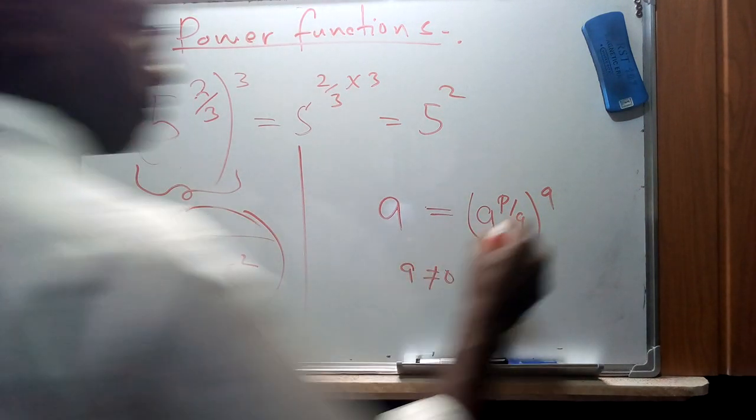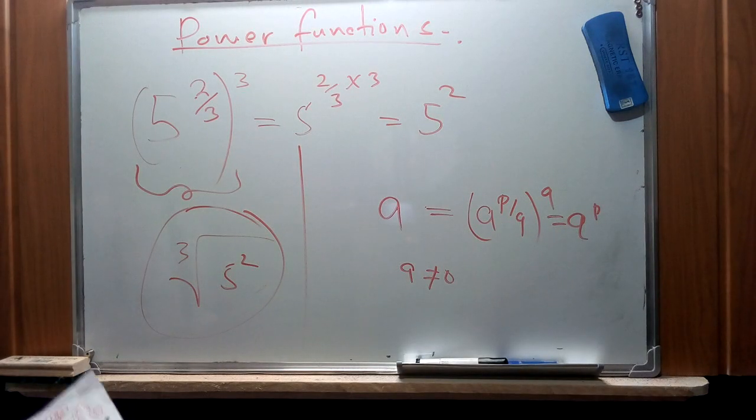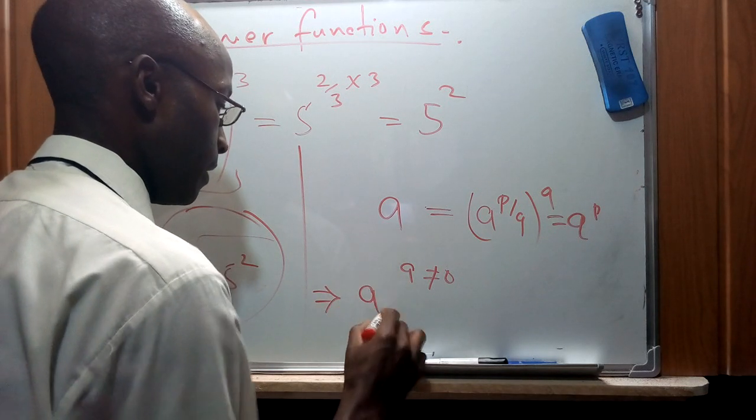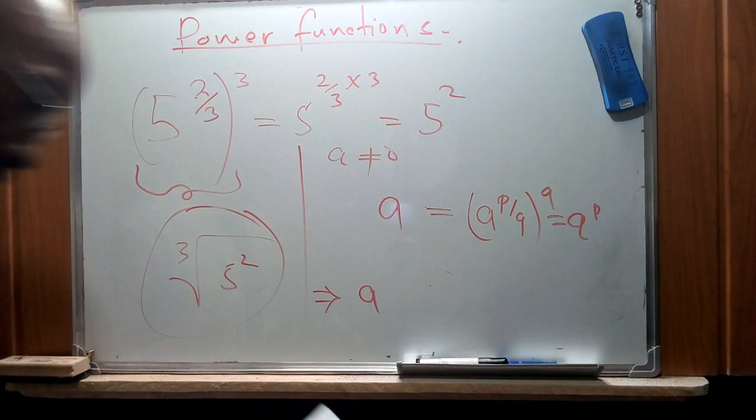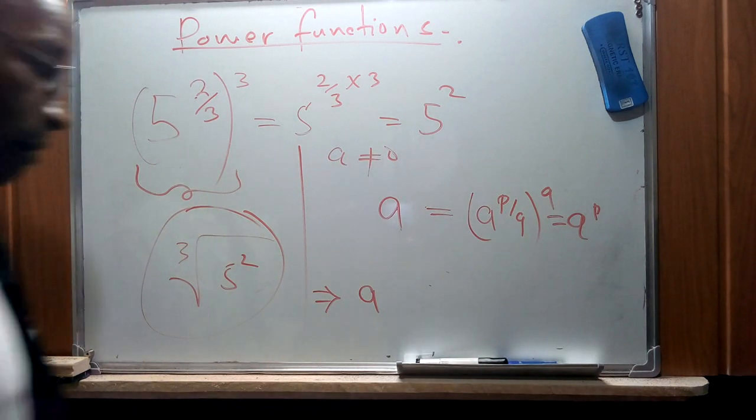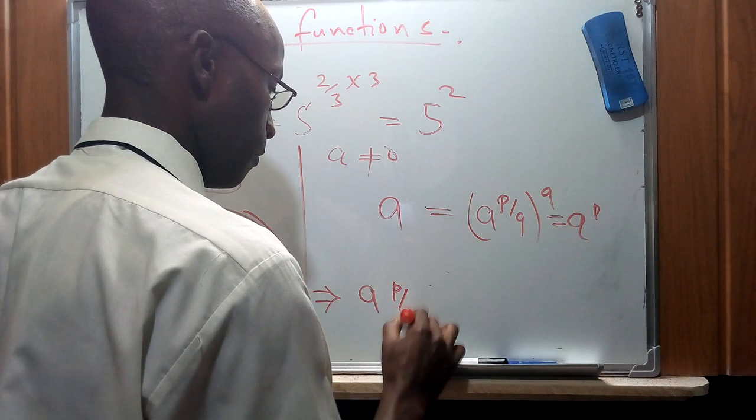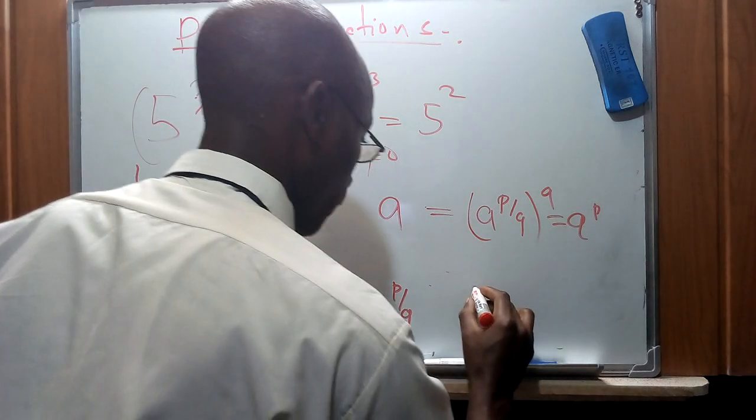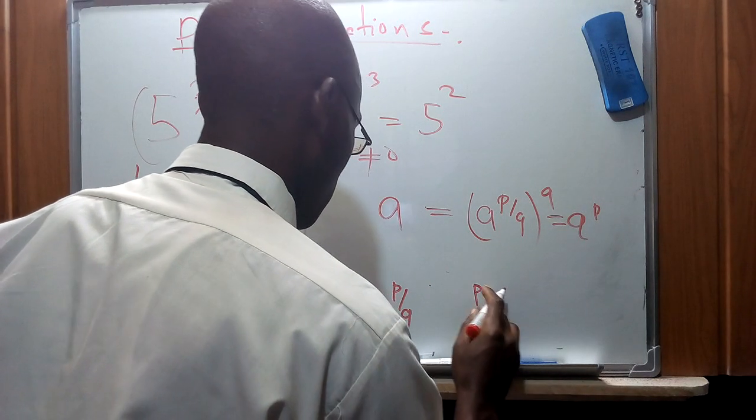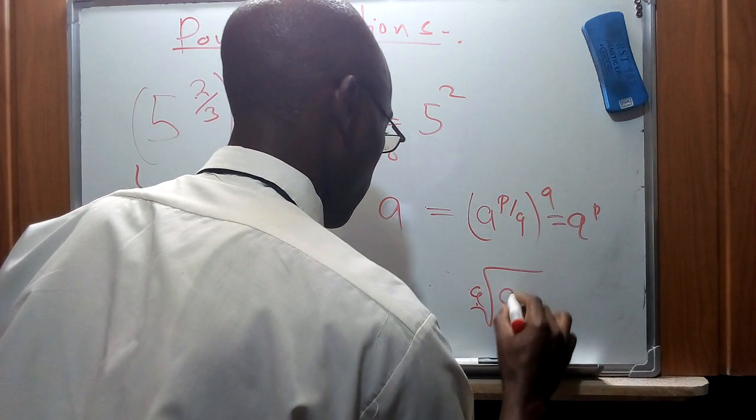Therefore, this is going to give us a value of a raised to power p. Therefore we can define a, okay, let me remove this one from here. So therefore we can define a^(p/q) as the q-th root of a^p.